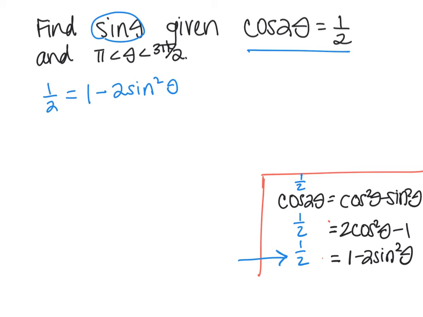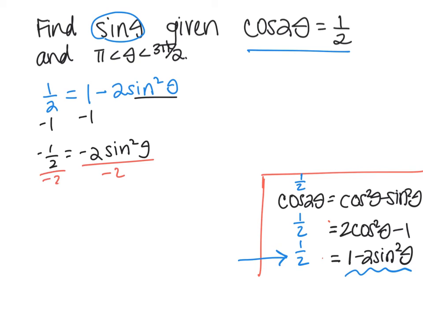So again, I'm just substituting this piece of the formula in for cosine of 2 theta. Now if we solve this like a normal equation, we're solving for sine of theta. So we would subtract 1 from both sides. 1/2 minus 1 is negative 1/2 equals negative 2 sine squared theta. Our next step would be to divide by negative 2. Negative 1/2 divided by negative 2 gives us a positive 1/4. So that equals sine squared theta.